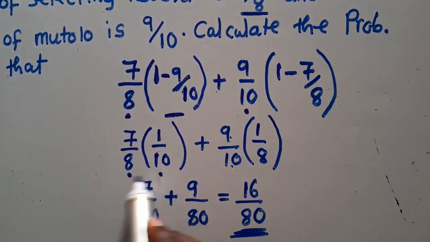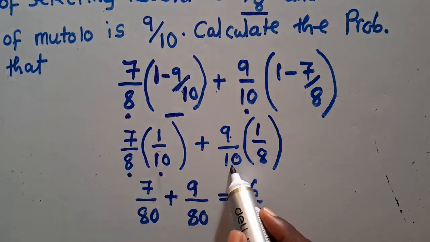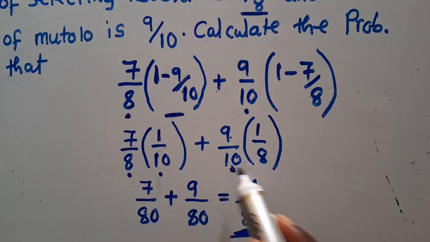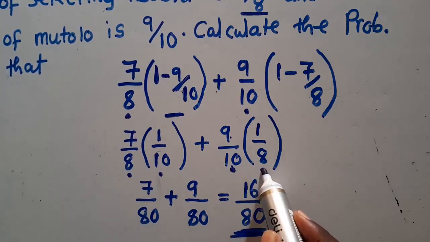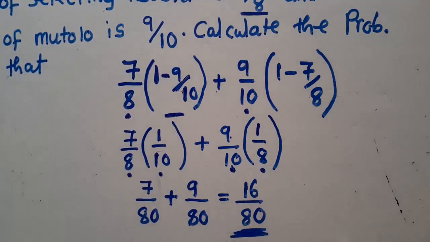Have you seen? So only one is picked. Even here, this is the probability of selecting Mutoro. This is the probability of not selecting Njovu. Have you seen? So this is how you need to do this. This is how you just need to answer this question. As simple as this. These are methods in which you can answer a question.